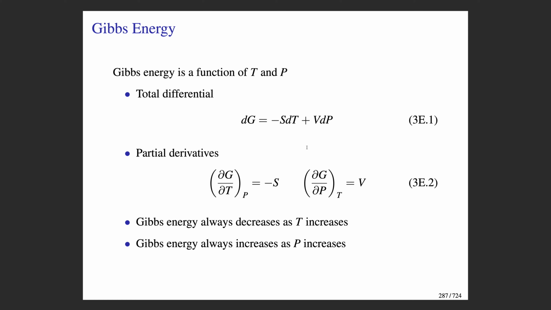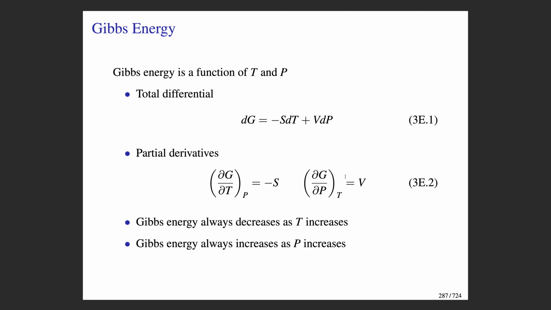So here, this is the expression for the differential of Gibbs energy in terms of its natural variables, temperature and pressure. And focusing specifically on the temperature dependence, Gibbs energy changes with temperature according to minus the entropy. Recall from the third law of thermodynamics that entropy is always a positive quantity. So this tells us that whenever you increase the temperature of a sample at constant pressure, the Gibbs energy is going to decrease. Right? It's going to head in the direction of more spontaneity. Gibbs energy is going to become smaller and smaller.